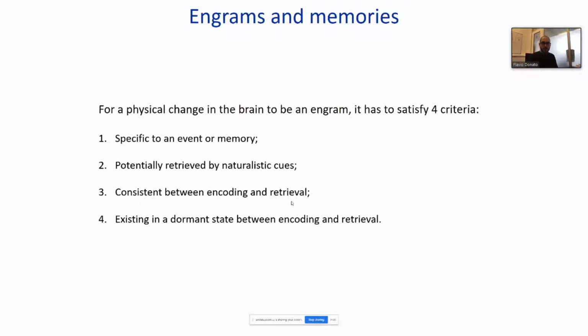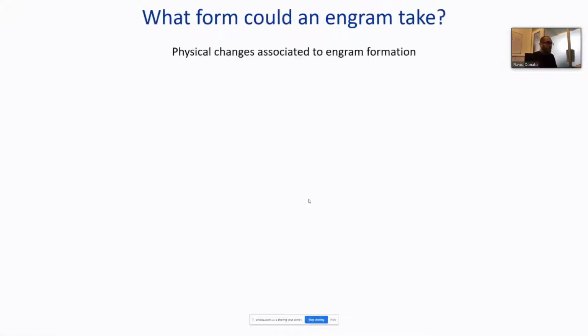So in the end: specificity, the potential to be activated by naturalistic cues, the potential to be consistent between the moment in which the memory trace is formed and the moment it is reactivated, and existing in a dormant state between encoding and retrieval. These are the 4 criteria that people have used to guide their search for the engram and for those physical changes in which memories are encoded.